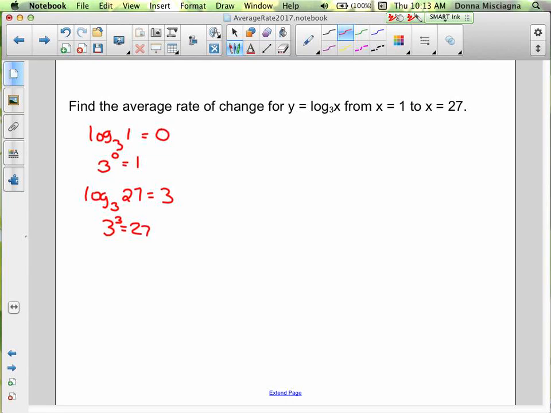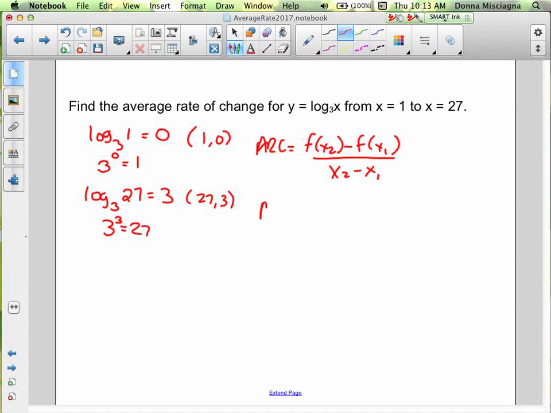All right, so we have our 2 points here. The x values are given there. The y value for when x is 1, y was 0. When x was 27, y was 3. The y values are the exponents. So our average rate of change is going to be the difference in the value of the function over the difference in the x values. So average rate of change is going to be 3 minus 0 divided by 27 minus 1. So that's going to be 3 over 26, and that's not going to reduce.